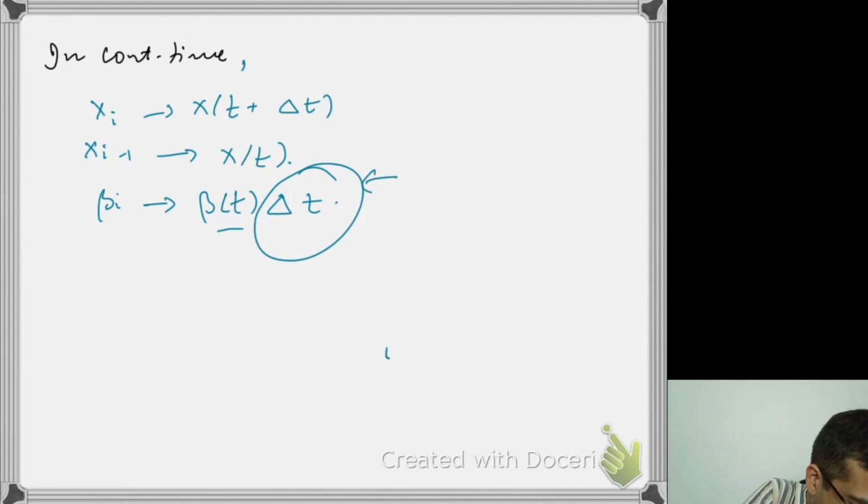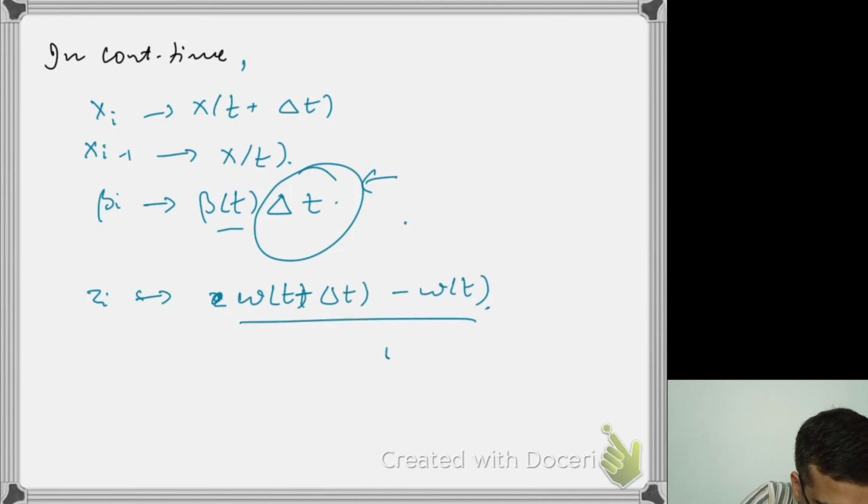And zi as before, we are going to replace by w of t plus delta t minus wt over root of delta t. The reason is that we have independent increments, and we want to ensure that these zi's are all independent of each other. So this is the only way.